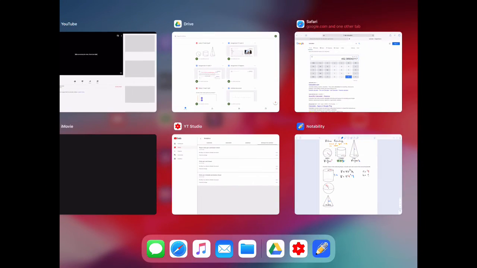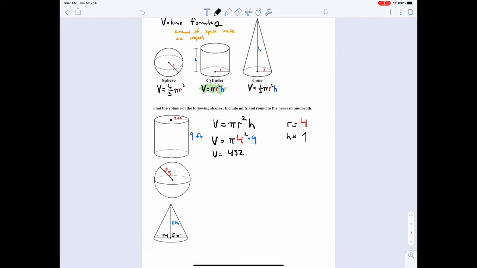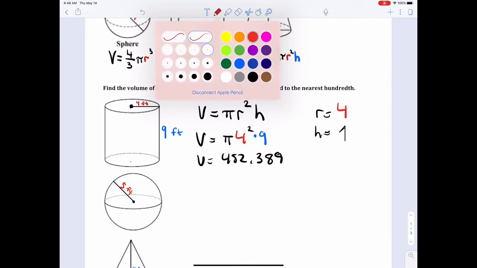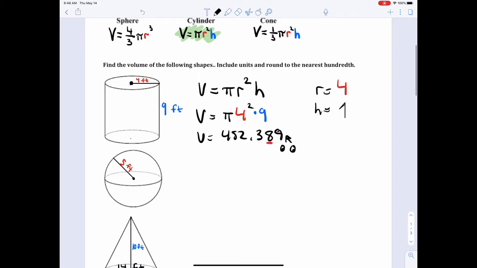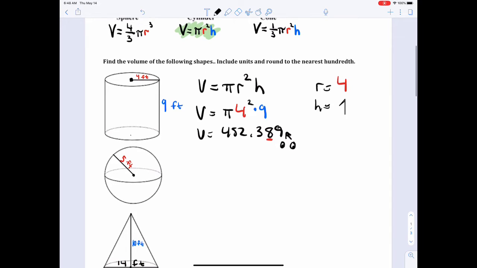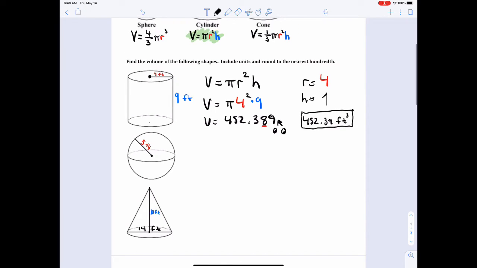452.389. So if we want to round that to the nearest hundredth, that means we're going to be rounding this number. So we take our eyes and we look at the one right next to it, and it's above 5. So we're going to give it a shove. So our final answer will be 452.39 feet cubed. It's cubic feet for volume. We might come back to that later.